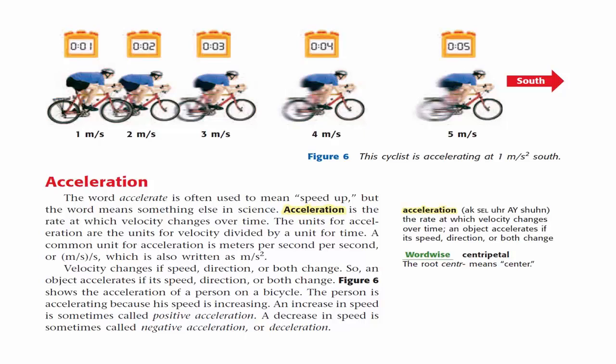Velocity changes if speed, direction, or both change. So, an object accelerates if its speed, direction, or both change. Figure 6 shows the acceleration of a person on a bicycle. The person is accelerating because his speed is increasing. An increase in speed is sometimes called positive acceleration. A decrease in speed is sometimes called negative acceleration or deceleration.